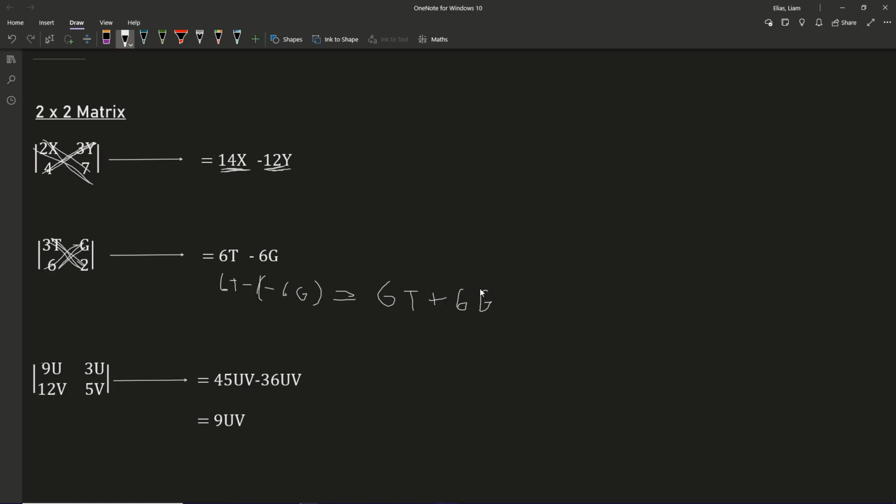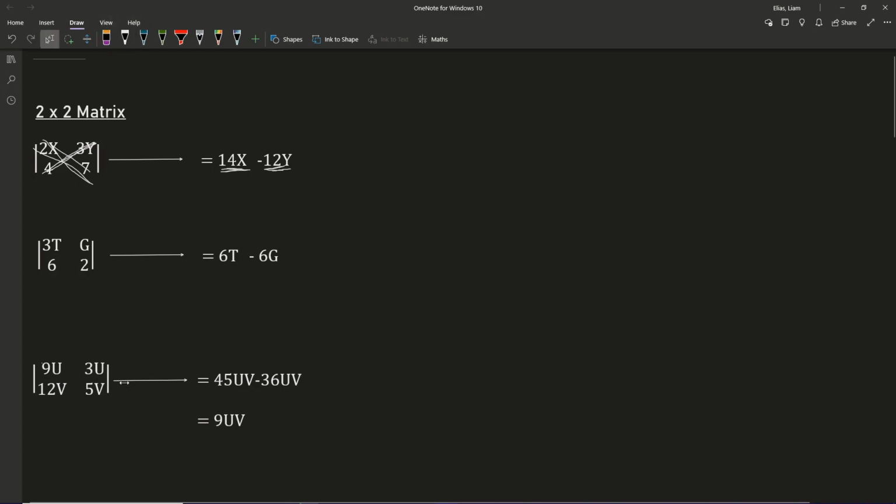So you see, all adding this negative has done is simply changed our subtraction sign to an addition sign. Instead of 6t minus 6g, we now have 6t plus 6g. So just something to watch out for. You're not always going to have the first term minus the second term, because if the second term happens to be negative, you've got to cancel out the negatives to make a positive. But that is the general formula. Just watch out for making sure that you simplify it down correctly.